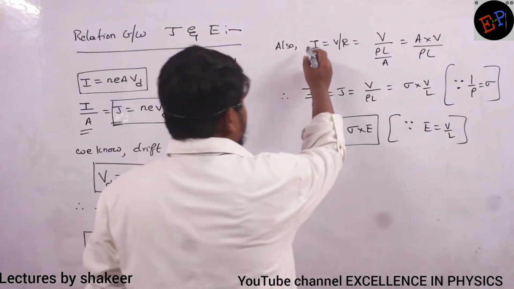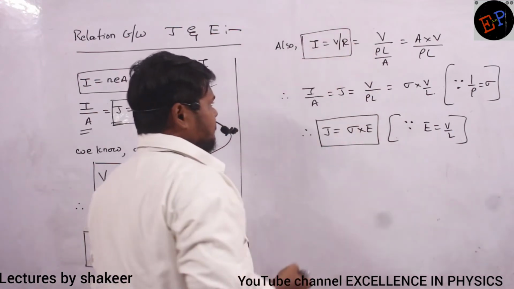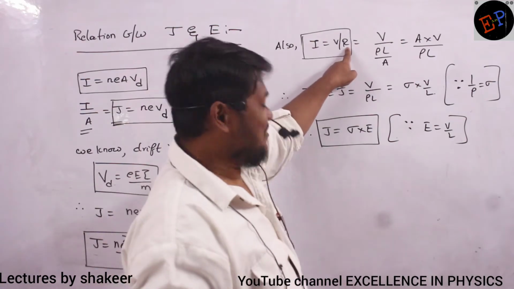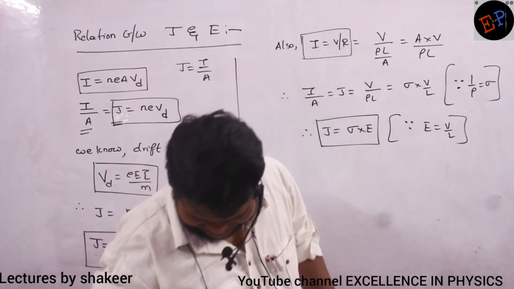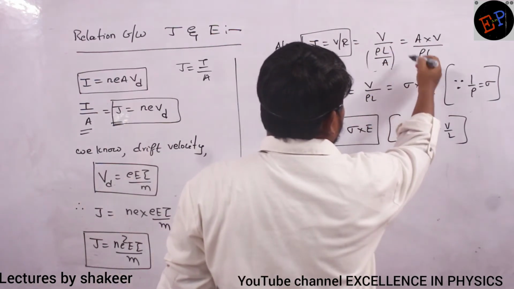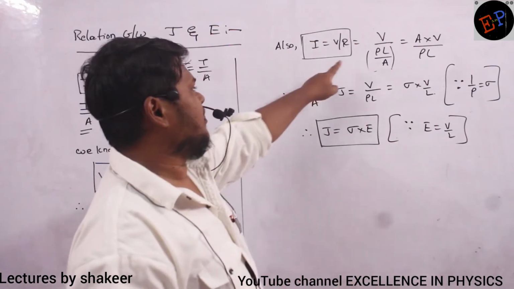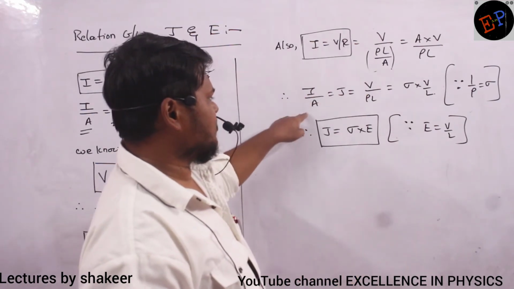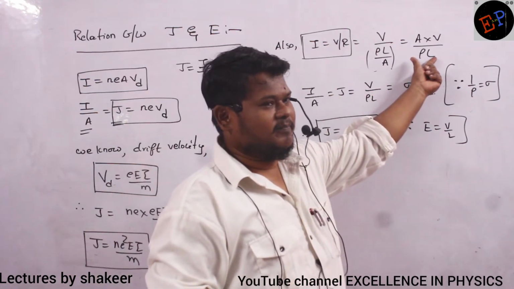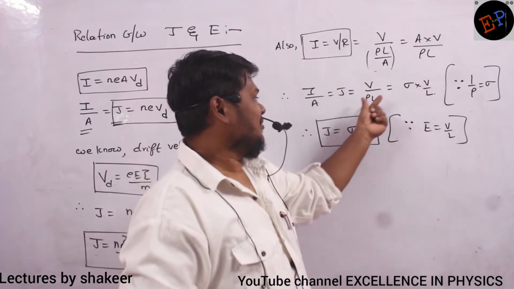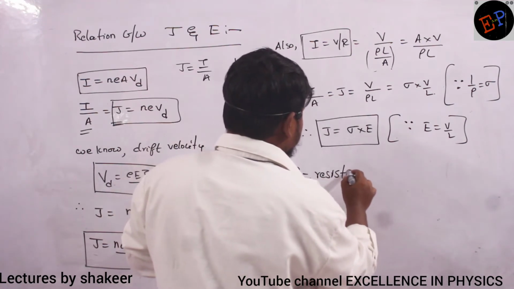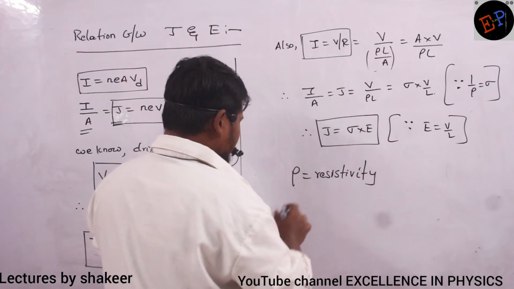Similarly, according to Ohm's law, we know this relation: I is equal to V by R. And what is meant by R here? R is nothing but rho L by A. So if A goes to the numerator and you take it to this side, it will become I by A. So I by A is again J. And what is the remaining value here? V by rho into L. What is rho? Rho is resistivity.